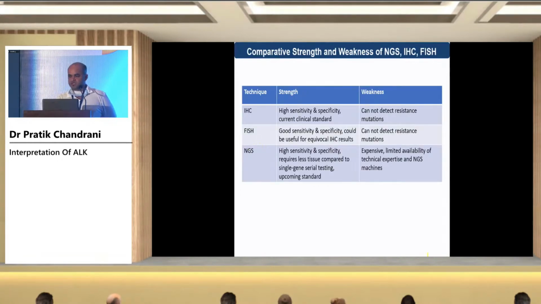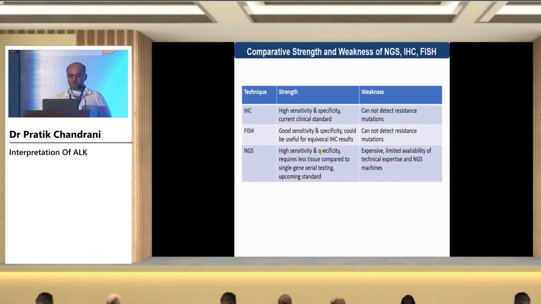So to summarize the findings, IHC is highly sensitive and specific. It is the current clinical standard, and it is no doubt highly reliable. However, it has limitations in detecting the fusion partner and resistance mutation. FISH is very good in sensitivity and specificity, and it could be useful for confirmation of equivocal findings from any other technique, but it will have the same limitation of not being able to find the exact partner of the fusion and resistance mutation.